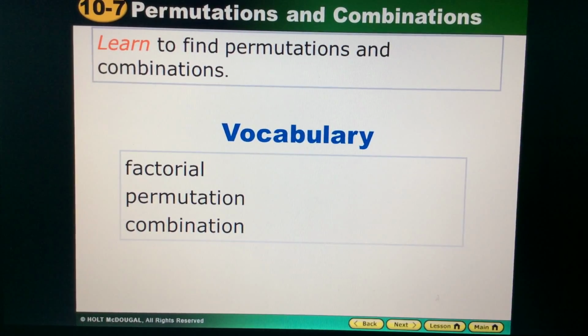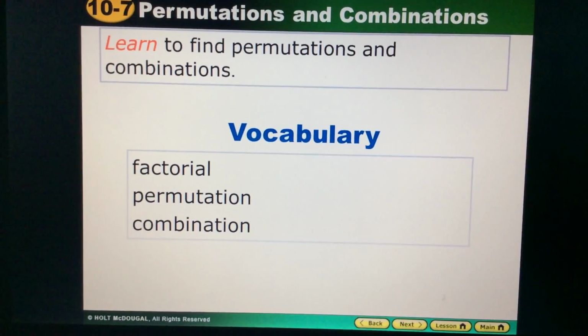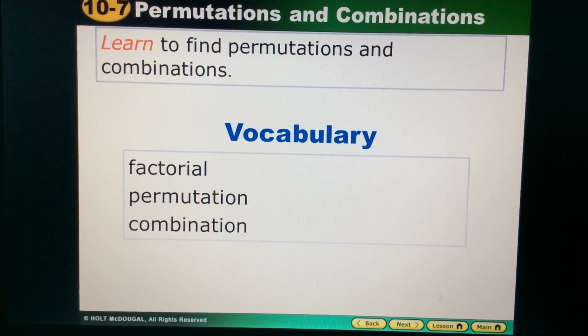All right, today's lesson is on permutations and combinations. Before we do this, though, we want to talk about what factorials are, and then we'll discuss permutations and combinations.